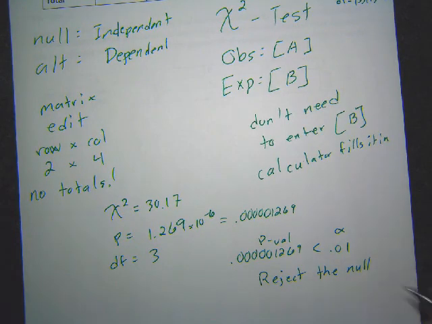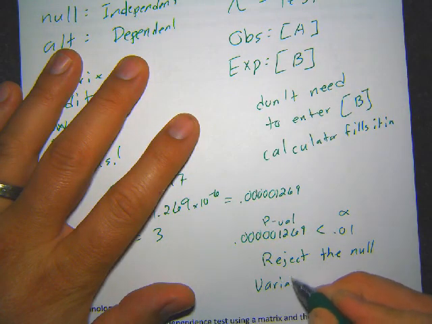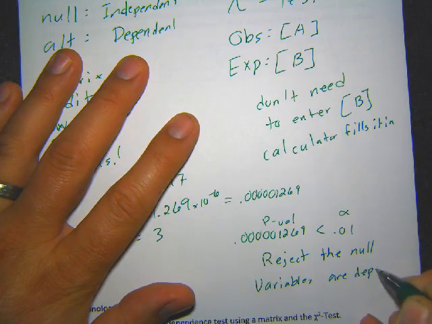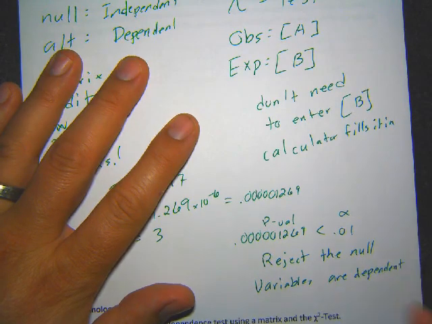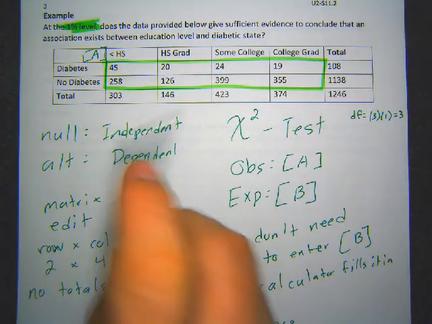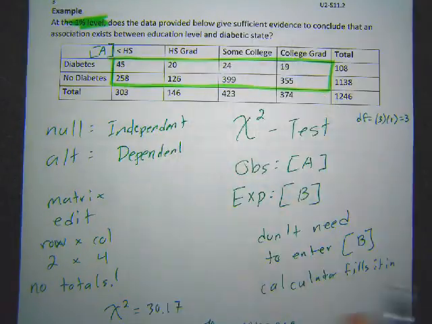And again, if you have enough evidence to reject, then you can say the variables are dependent. So we've actually shown in this case that there is a connection, a correlation, between your diabetes status and your education level. Again, I just made up these numbers. These aren't real, so I'm not saying anything about anything, but that's what this example is showing: a connection between these two different sets of variables.